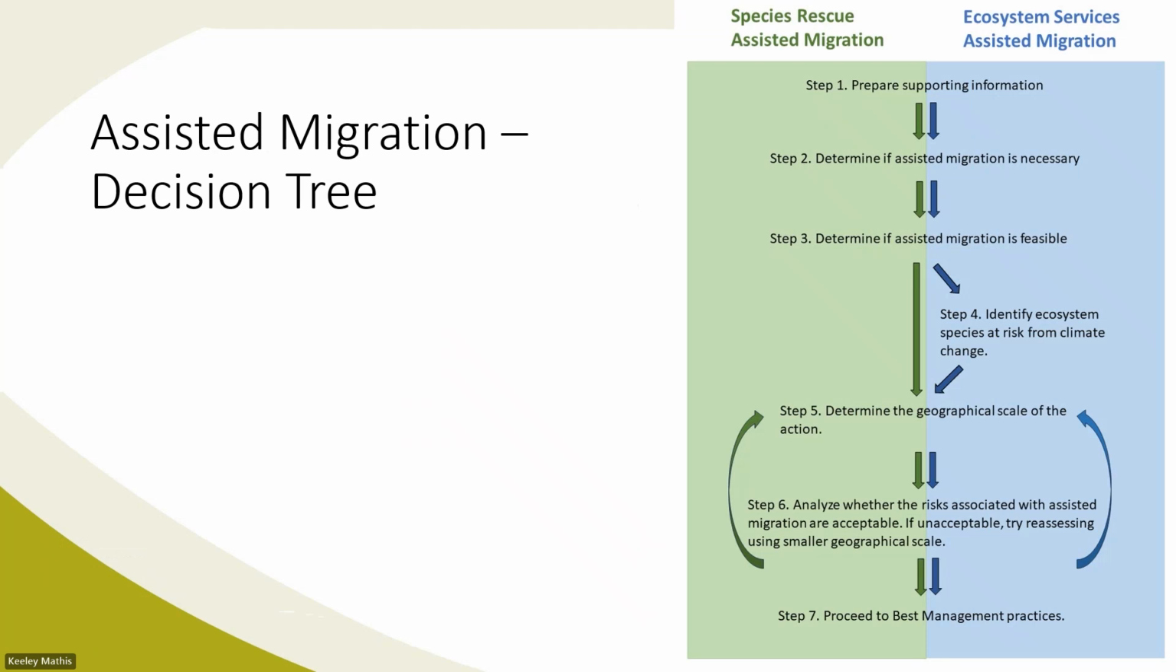So this is back to our decision tree. And if you go through step 6 and find that the risks are acceptable, then you can move on to step 7, the best management practices. But if you go through step 6 and you find that the risk is unacceptable, we recommend that you go back to step 5 and reduce the geographic scale of the action.